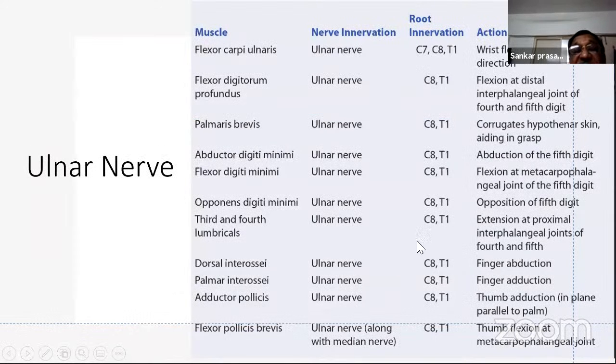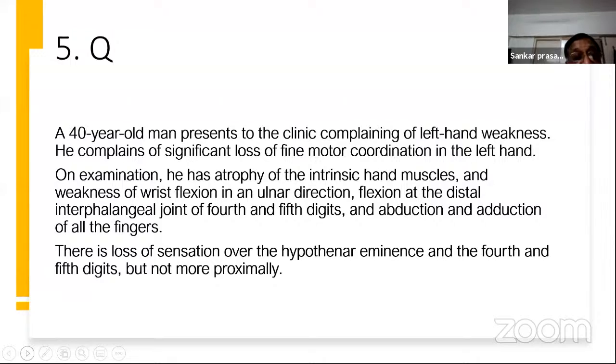And if you look at this, the flexor carpi ulnaris muscle is very important because it carries C7 fibers also, whereas other muscles supplied by the ulnar nerve are all C8, T1, and most of the intrinsic hand muscles are supplied by the ulnar nerve. Right. A 40-year-old man presents to the clinic complaining of left hand weakness.